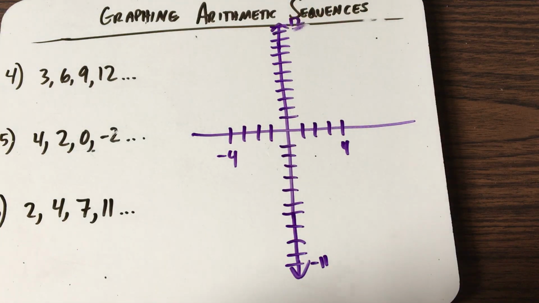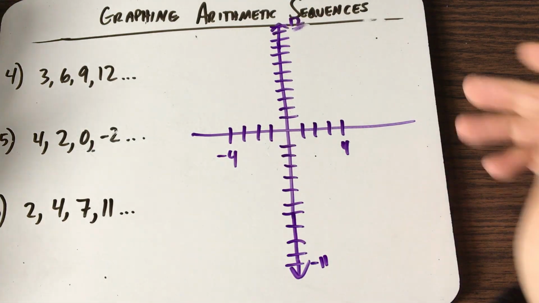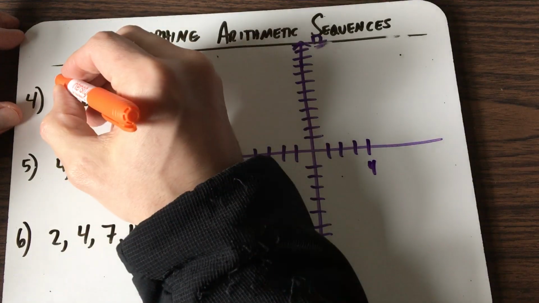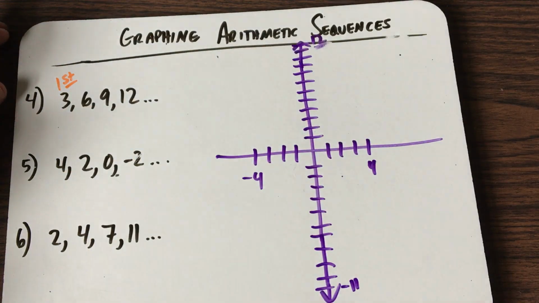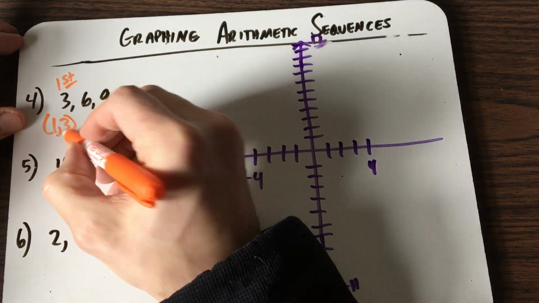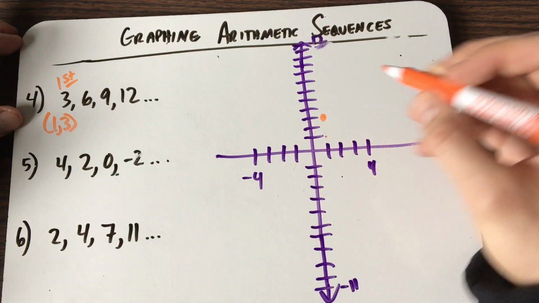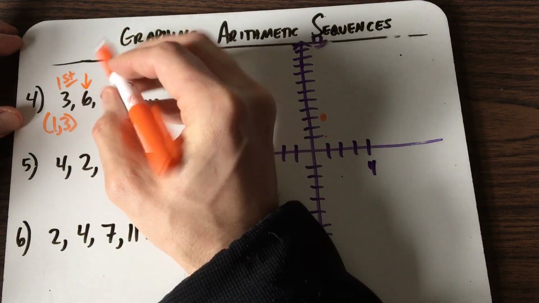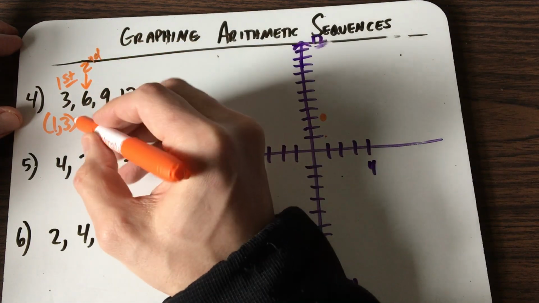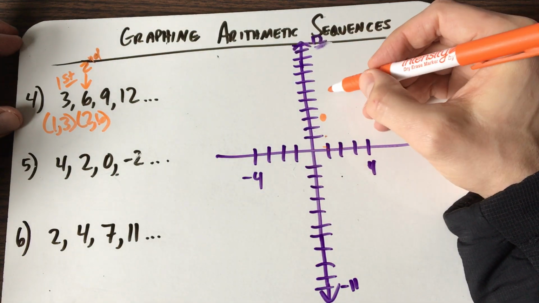So if they only give you a pattern like this and they say, hey, graph this, okay, don't have a panic attack. It's not really that bad. So this is the first number, right? The first number is 3. So what that means is you're going to have the point 1, 3 to represent the first number being 3. And then the second number here, right? The second term is 6. So you're going to have the point 2, 6. So you're going to go 2 to the right and then up 6.